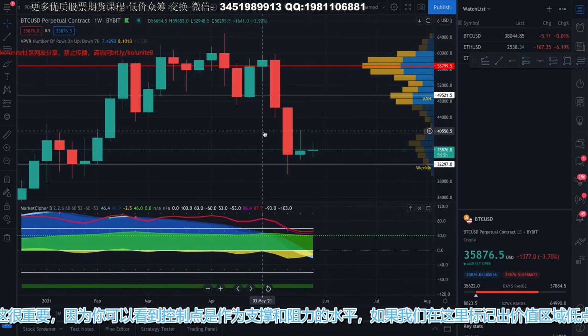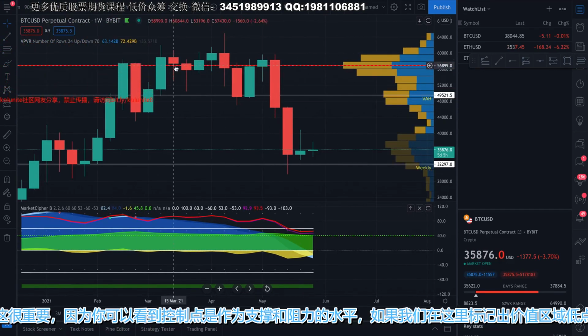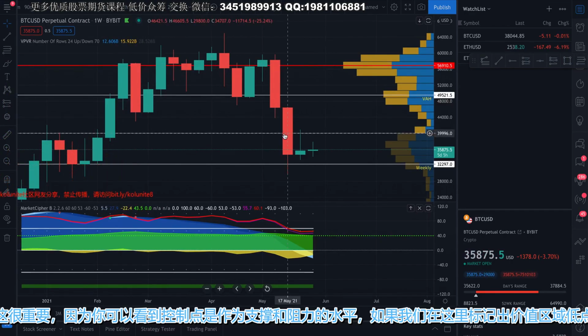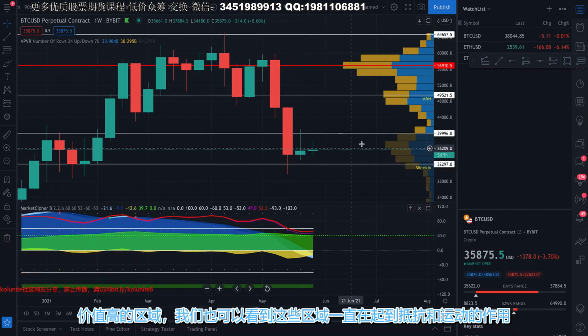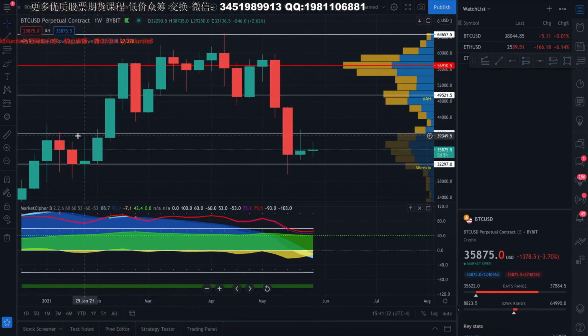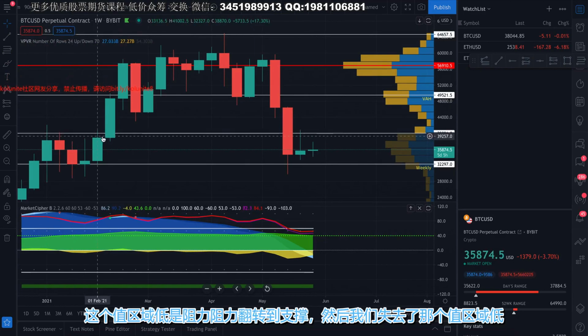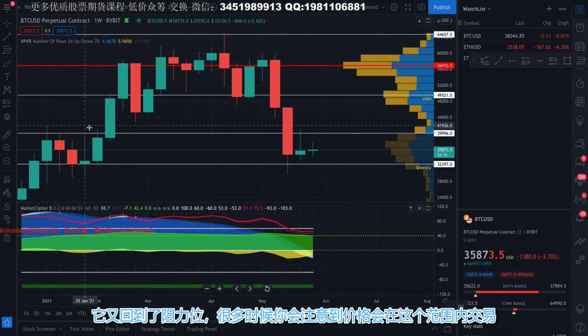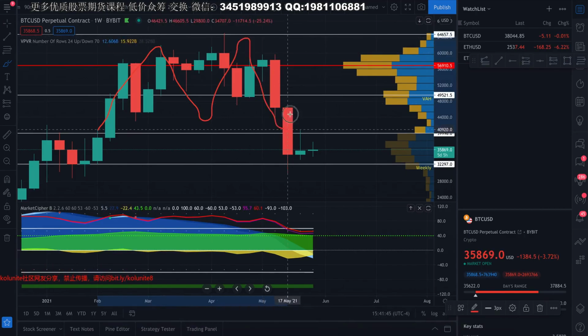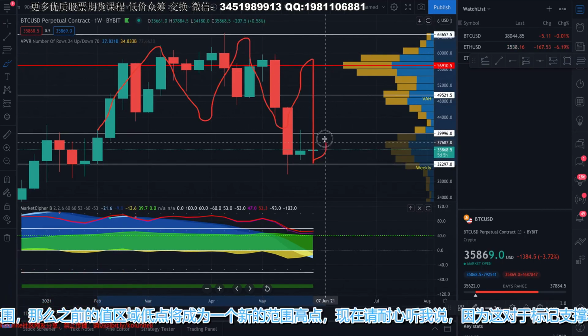Now, this is important because you can see that the point of control is acting as a level of support and resistance. And if we mark out the value area low here and the value area high, we can also see that these areas have been acting as resistance and support. Look, this value area low was resistance, it got flipped into support. And then when we lost that value area low, it got flipped back into resistance again. And a lot of times what you'll notice is price will trade within this range. And if we lose the range, then the previous value area low will become a new range high.